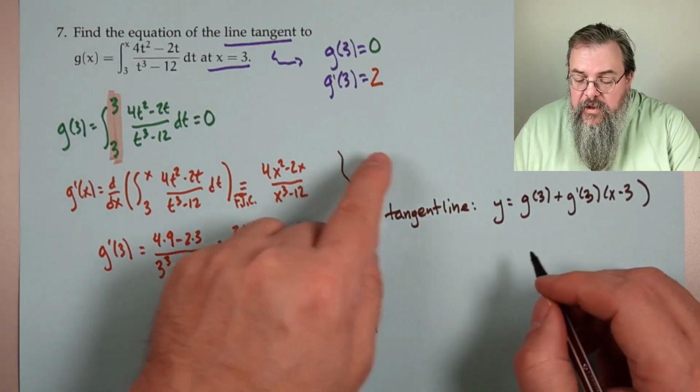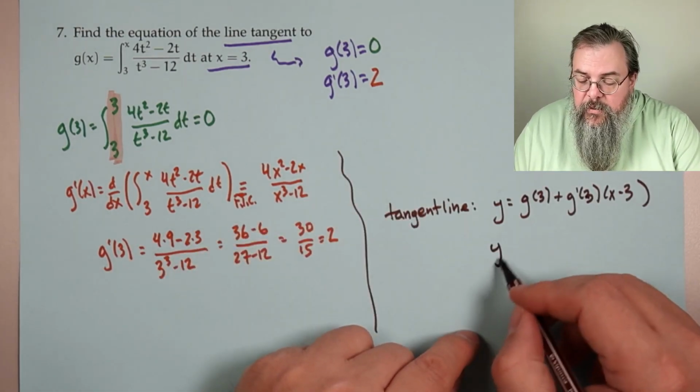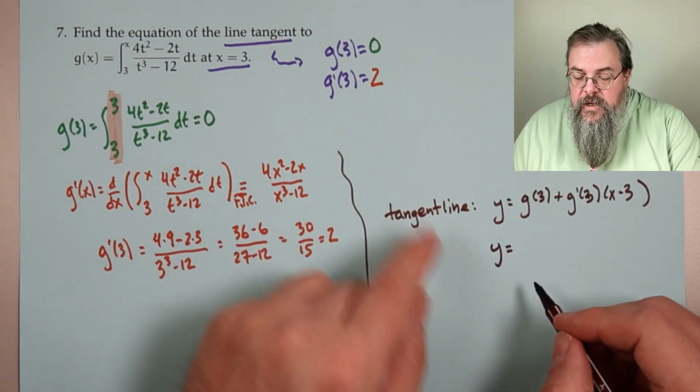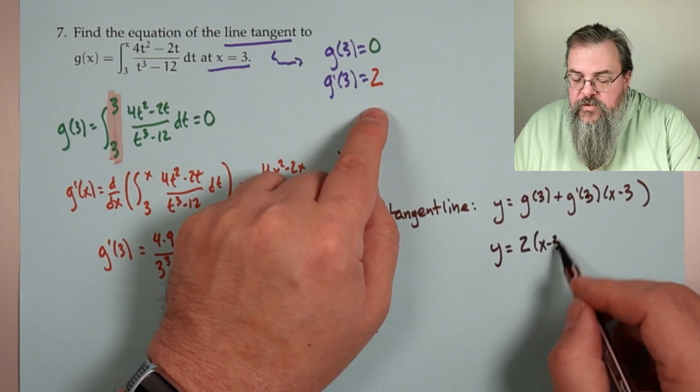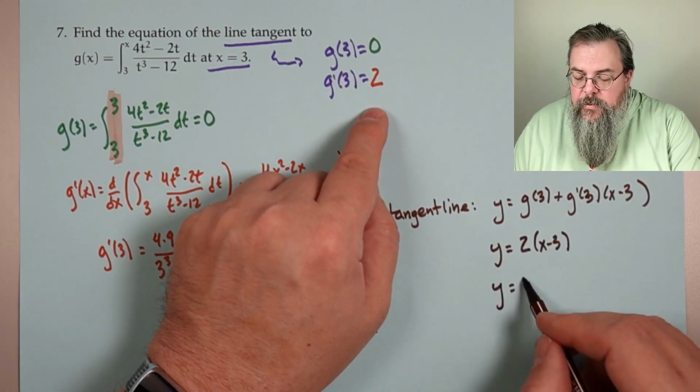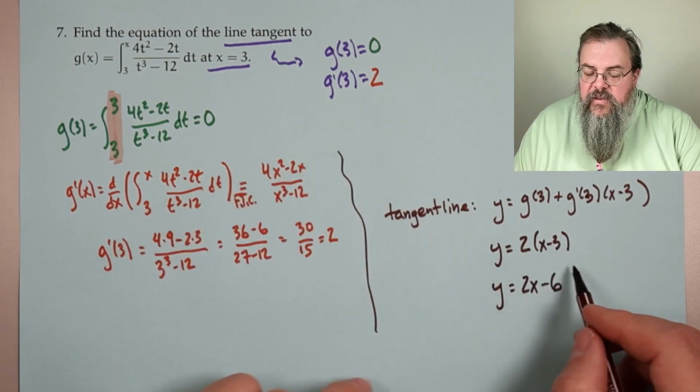So in our case, g of 3 is 0, so you get y is equal to g prime of 3, which is 2, times x minus 3, which we can also write as y equals 2x minus 6.